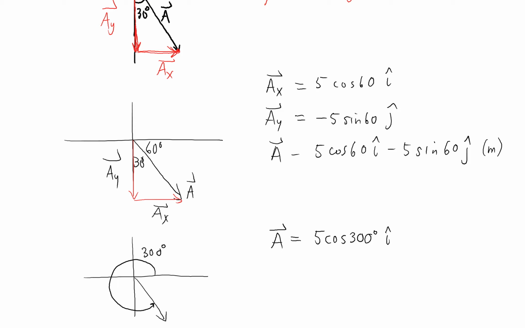Now you just have to be a little careful. You have to make sure that's a positive number. And then you add to it 5 sine 300 degrees. And that's already a negative number, so you would leave it like that. So these are all different ways of expressing the A vector.